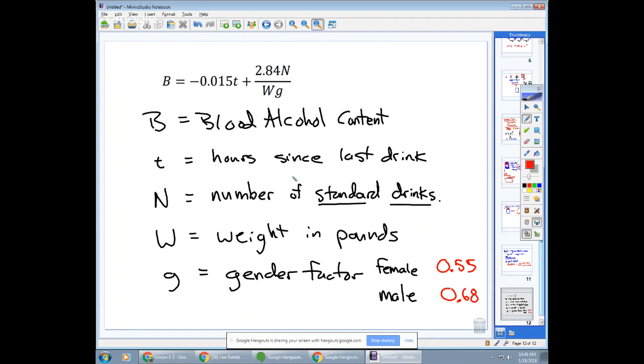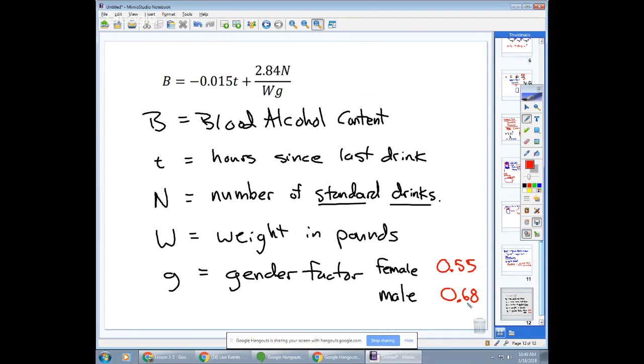They process the alcohol a little bit different. Men tend to have a little more muscle mass than women, and all that tends to work with the blood versus how the alcohol is processed. And that's just an experimental thing that people figured out as they tested different men and women with different amounts of alcohol over time and weights. And so if it's a female, we plug in one. If it's a male, we plug in another.